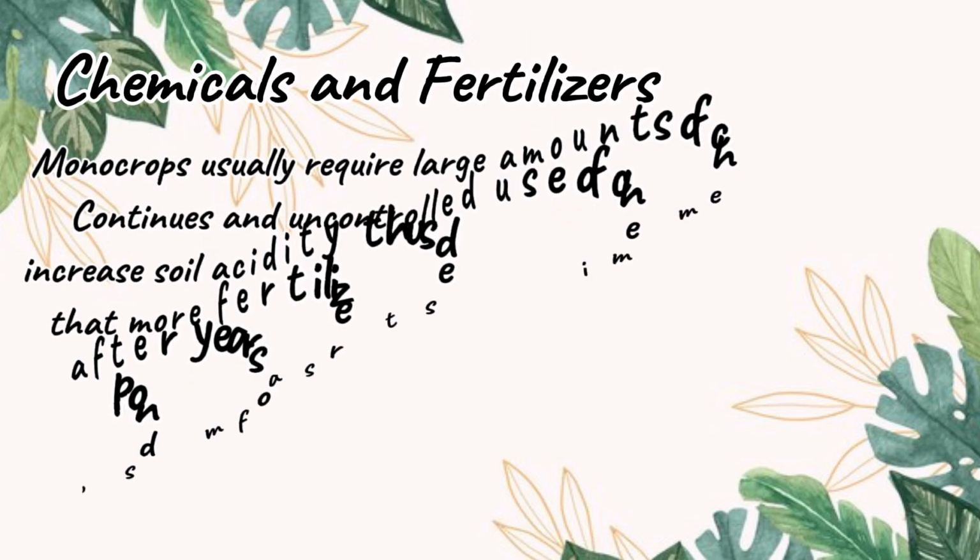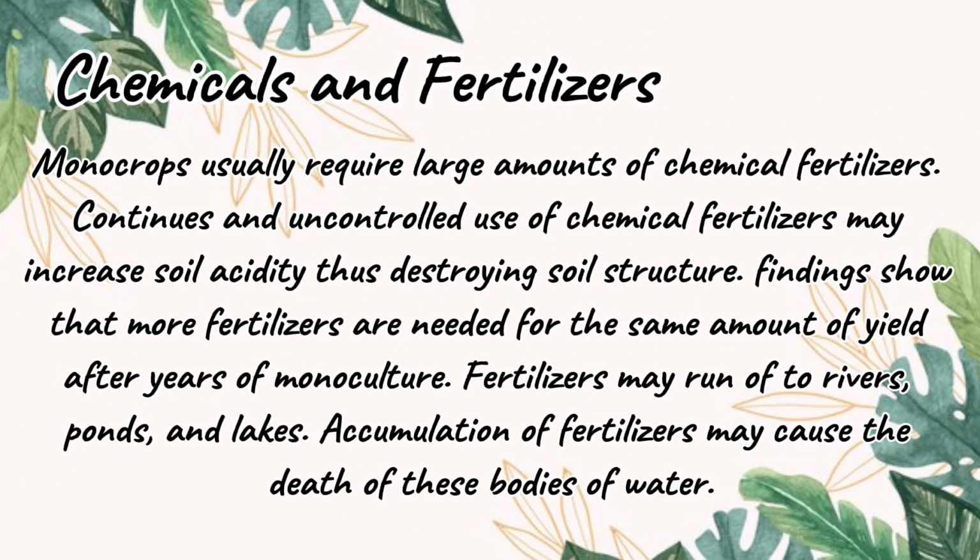Chemical fertilizers. Monocrops usually require large amounts of chemical fertilizers. Continuous and uncontrolled use of chemical fertilizers may increase soil acidity, thus destroying soil structure. Findings show that more fertilizers are needed for the same amount of yield after years of monoculture. Fertilizers may run off to rivers, ponds, and lakes. Accumulation of fertilizers may cause the death of these bodies of water.